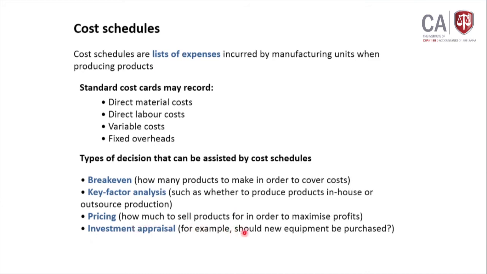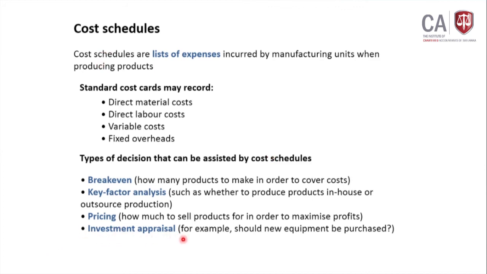Pricing. How much to sell products for in order to maximize the profit? So in order to obtain a certain profit, what is the pricing that you have to set? Let's say you are going to produce one car, and the cost involvement is 1 lakh rupees. Then you are going to sell it at 150. So what is the profit? 50,000. So if you sold 10 cars, what is the profit? 500,000. Likewise, you can analyze your profit, and you can also maximize the profit by using the cost card. You know what the actual cost involved is, and then you can decide on the pricing by using these cost schedules.